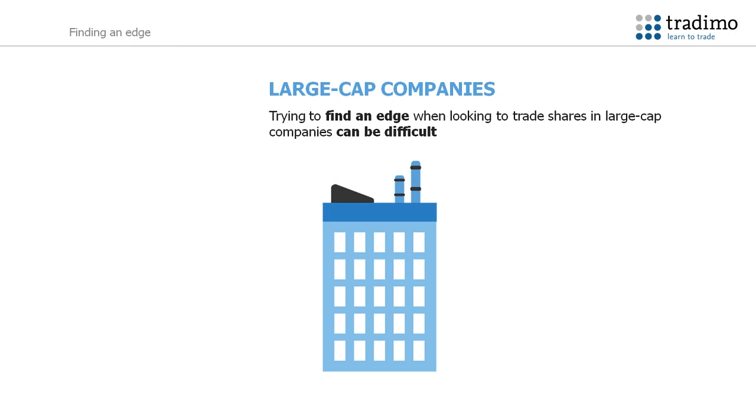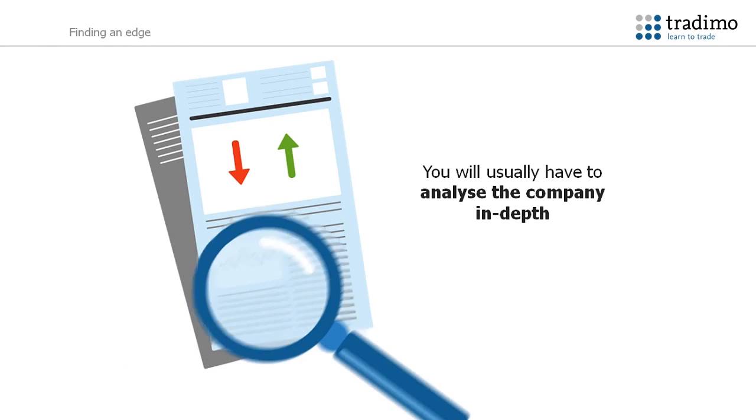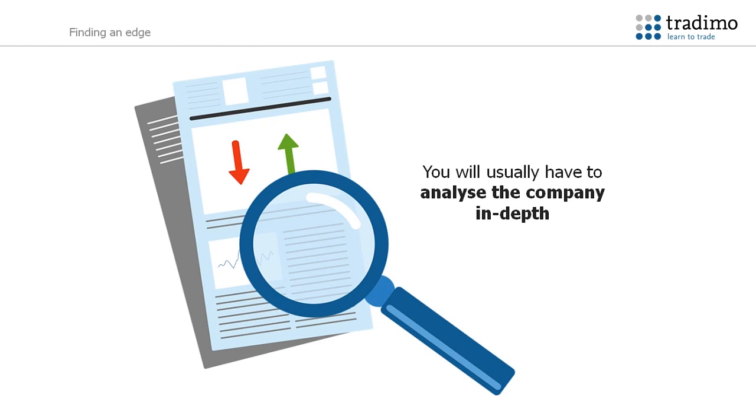Trying to find an edge when looking to trade shares in large cap companies can be difficult, as there is little in the way of public information that will not be available to everyone else. When looking for an edge to determine which large cap companies to trade, you will usually have to analyze the company in depth to determine if the company is undervalued or not. Sometimes this can be enough, because some traders are more willing to analyze companies than others.